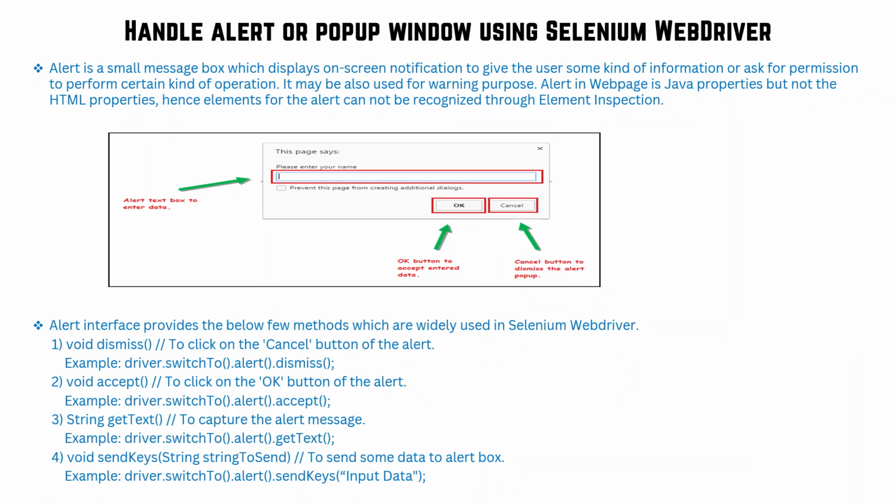So there are four important methods available in the alert interface. One is called accept the alert. You can accept the alert. Dismiss the alert if you want to click on the cancel or the no button. If you want to enter some value in this alert pop-up, you can use the sendKeys method. And if you want to get the text of the alert, you can call that getText method. This is the fourth thing you can do.